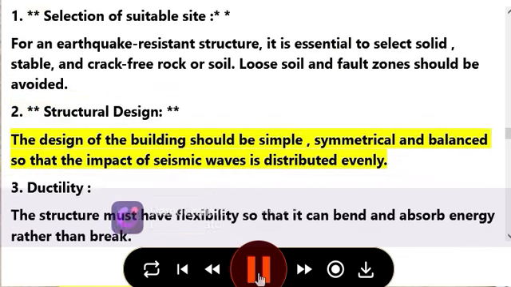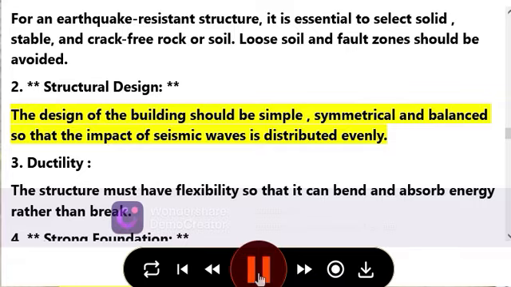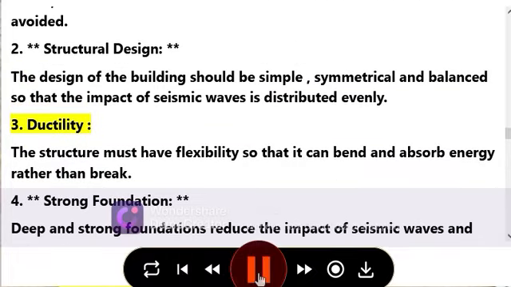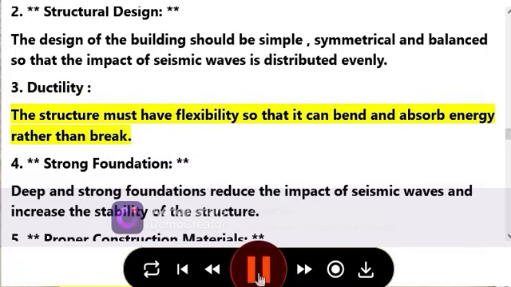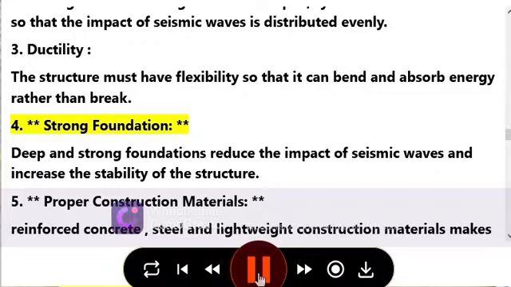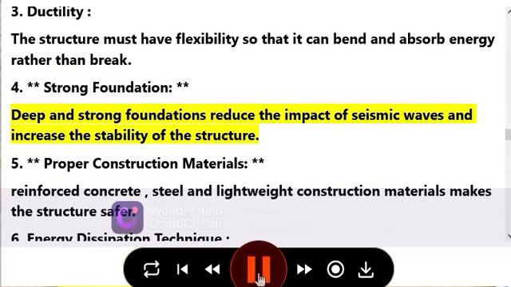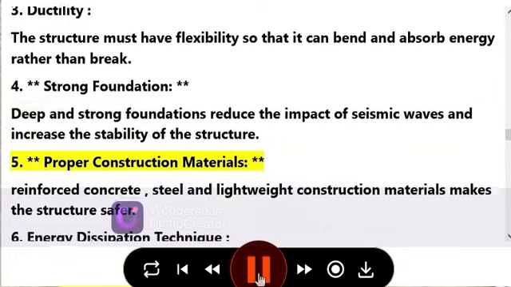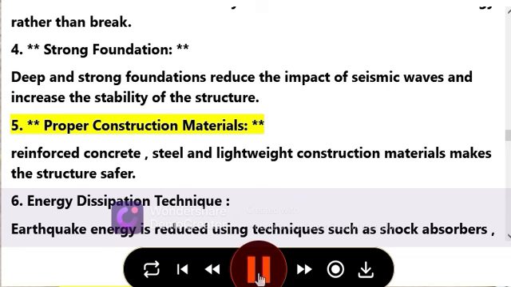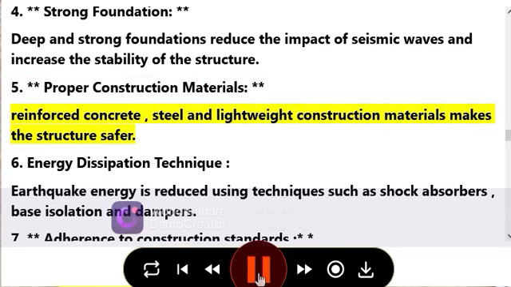Loose soil and fault zones should be avoided. 2. Structural design. The design of the building should be simple, symmetrical, and balanced so that the impact of seismic waves is distributed evenly. 3. Ductility. The structure must have flexibility so that it can bend and absorb energy rather than break. 4. Strong foundation. Deep and strong foundations reduce the impact of seismic waves and increase the stability of the structure.